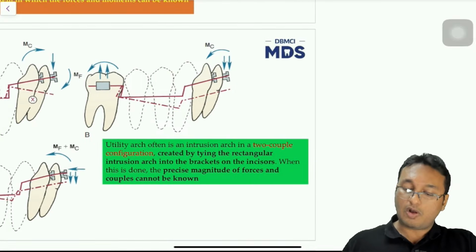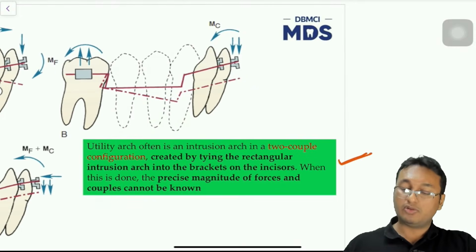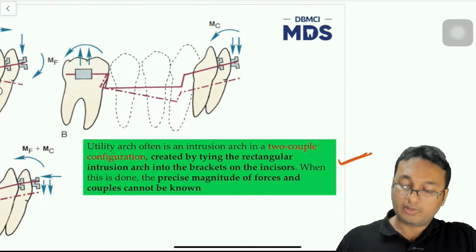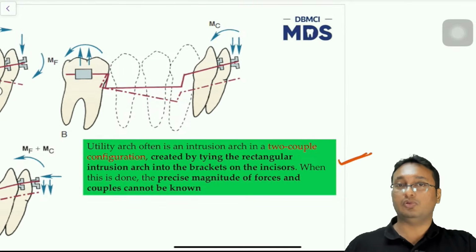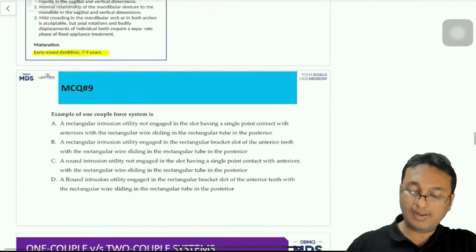So utility arch often is an intrusion arch in two-couple configuration created by tying the rectangular intrusion arch into the brackets on the incisor. When this is done, the precise magnitude of forces and couples cannot be known. This is what I was stressing upon. Now let's look at the options.